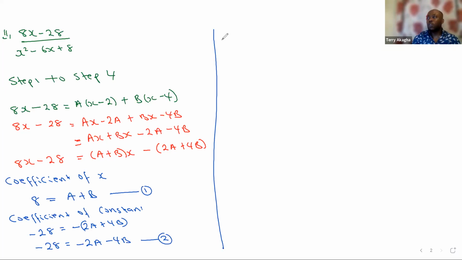From equation 1, we can see that 8 is equal to a plus b. So therefore, I can say a is going to be 8 minus b, okay? So a is equal to 8 minus b. So this is what I'm going to substitute in equation 2. So let's call this equation 3.